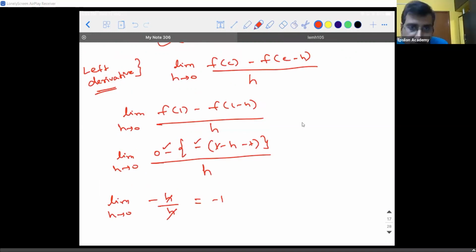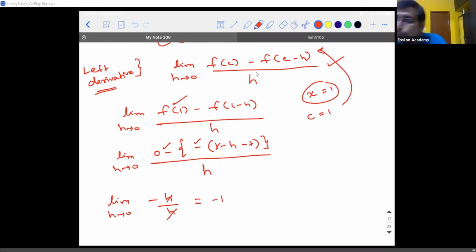Left derivative only. Which point? Which step? So this is the formula. You're asked to check the differentiability at x is equal to 1. So c is 1, and in the place of c, I substituted 1. So what will be the formula? Limit h tends to 0, f of 1 minus f of 1 minus h divided by h.